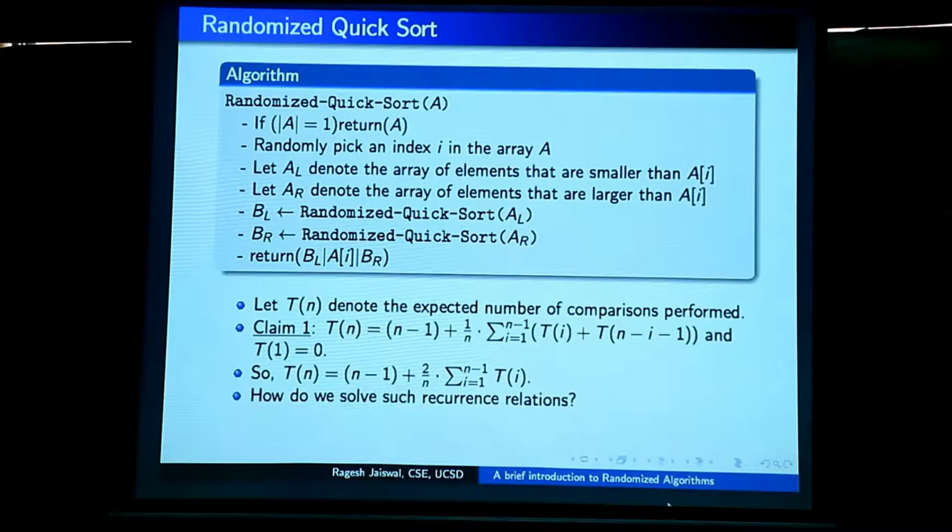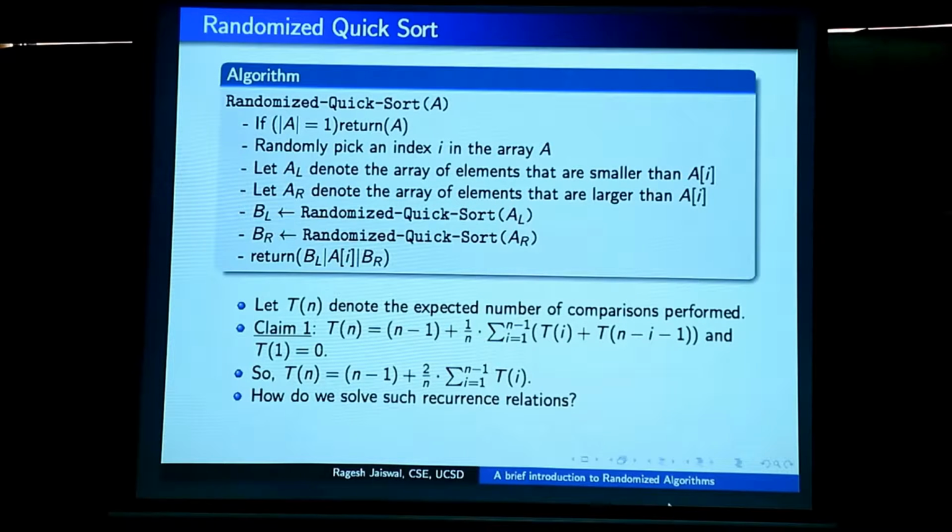These two summations give you the runtime, which is the time required to sort a subarray of size i. So the left subarray can be size 0 itself, right? If the first element is the pivot with probability 1 by n, then the size of the left subarray would be 0. So it should be T of 0. Okay, so you're right actually, it could be 0, so the summation should be from 0.